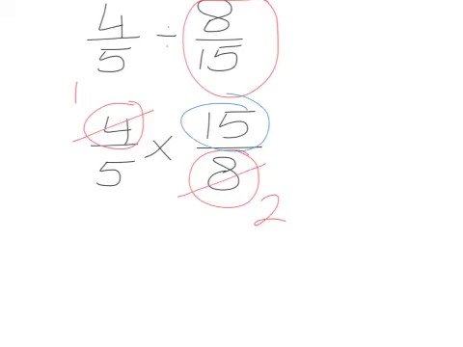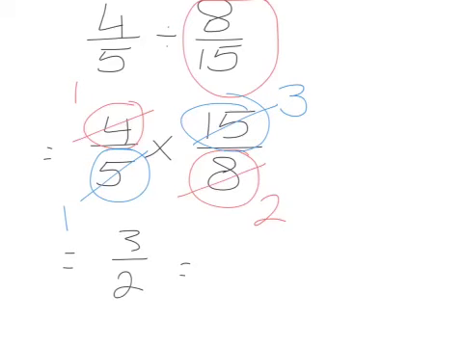And 15 and 5 share a factor in common. It's 5, which goes in once and which goes in 3 times. So now we have 1 over 1, so 1 times 3 over 2, so the answer is 3 over 2, or 1 1/2.